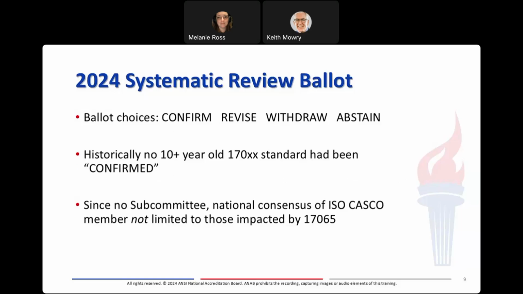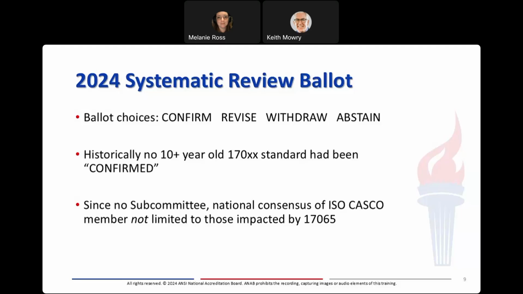And a systematic review, which was performed in 2024 for 17065, like all systematic review ballots, has 4 choices. Confirm, which we saw before, that means continue to publish the standard as is, no revisions. Revise, if a member body votes to revise, that means they want to open up the entire standard, revise it all, and that's a second choice. The third choice is withdraw, meaning the member body to ISO CASCO feels, well, this standard isn't needed anymore, so let's just withdraw it and stop publishing it. And finally, if the member body can't come to a consensus decision, it can always vote to abstain.